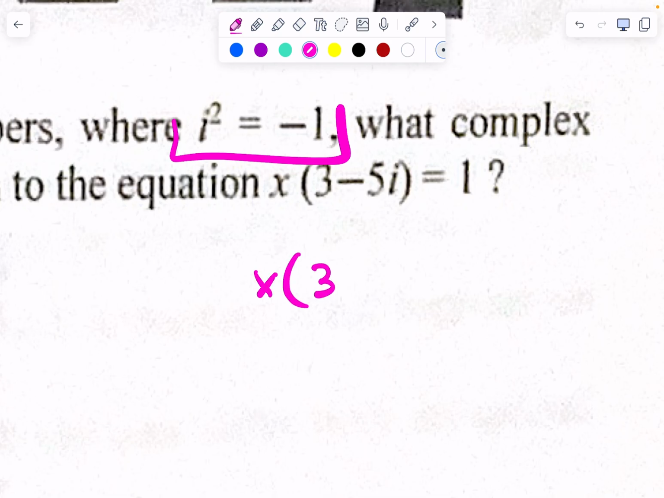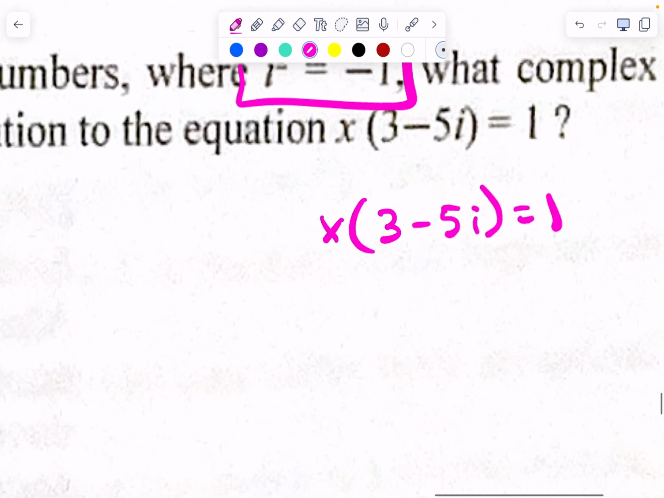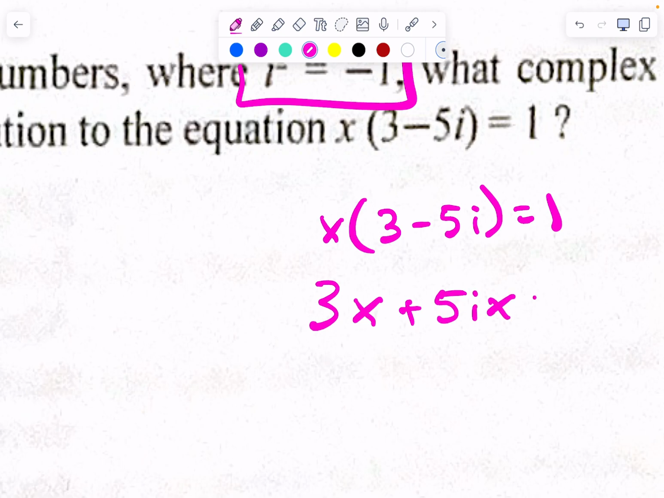X times (3 minus 5i) equals 1. I want it to be a solution. What'd you say? Distribute it and square it all. Distribute and then square both sides? Is that what you're thinking? Like 3x plus 5ix equals 1? What did that even mean? Square. Yeah, it should be negative.